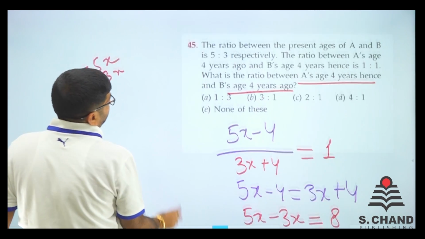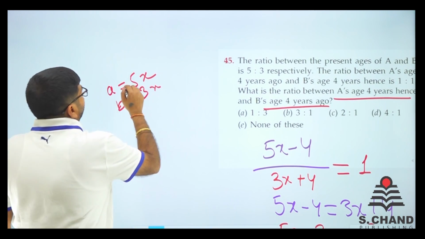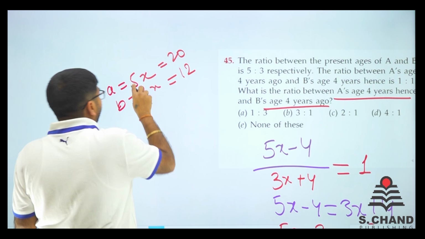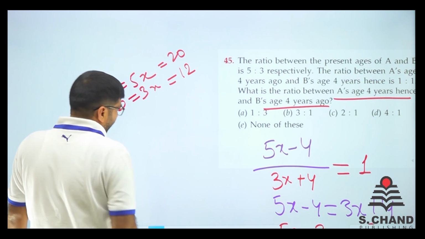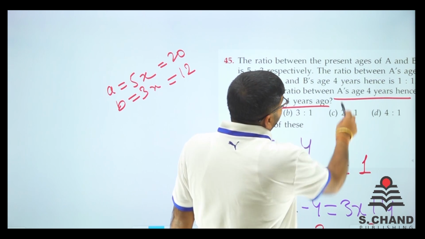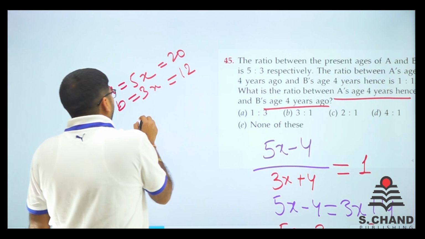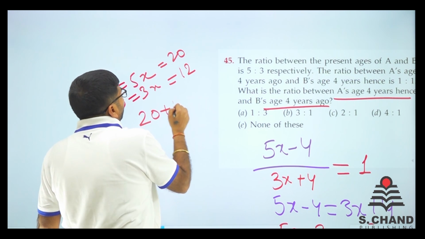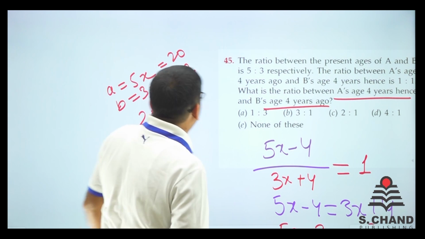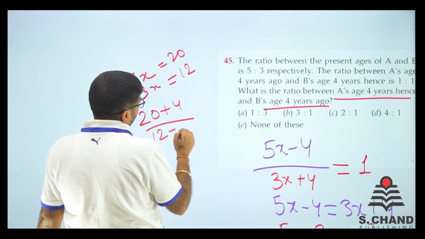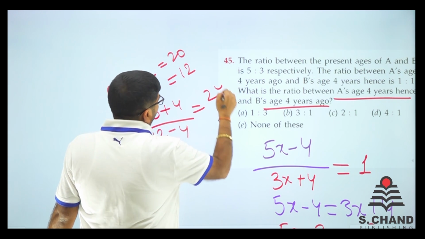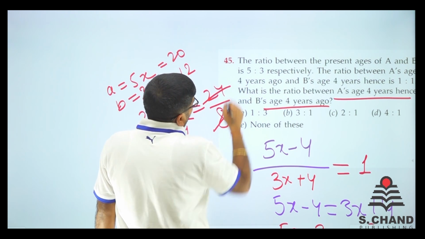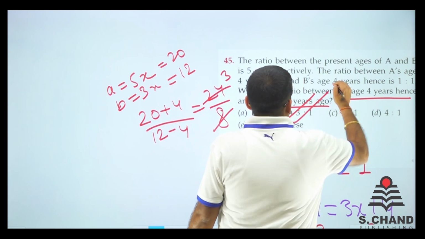Now if I put x equal to 4 here, see, 5 into 4 becomes 20 and 3 into 4 becomes 12. What is said? A's age 4 years hence, A की उम्र 4 साल के बाद, so 20 plus 4, and B's age 4 years ago, so 12 minus 4. 20 plus 4 is 24 and 12 minus 4 is 8. So the ratio is 3 is to 1. 3 is to 1 is the right answer.